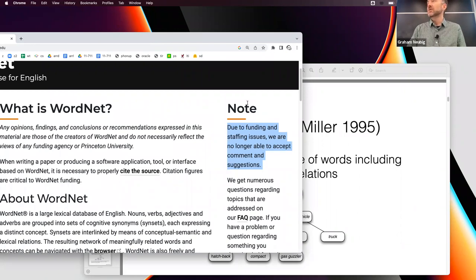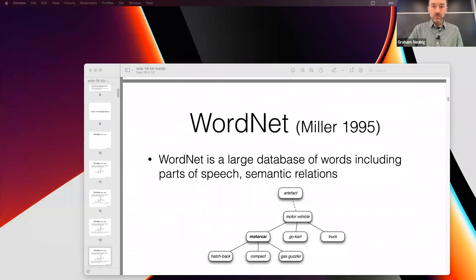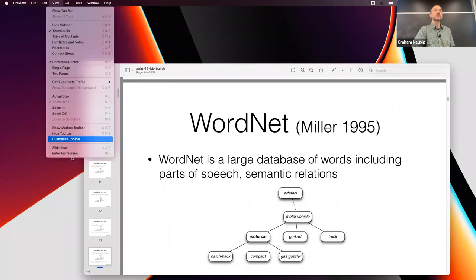What's another reason that people can think of? We got one in the chat. Most real life data is not available there, like domain specific data. That's a good point too, although there were efforts to make biology WordNets and these sorts of structured databases in other domains as well.